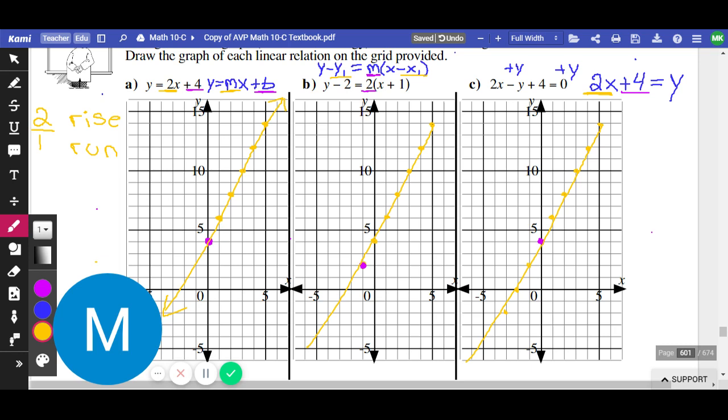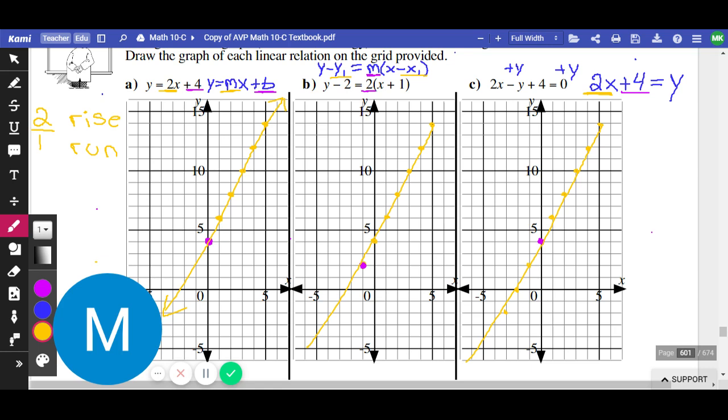If you look at your 3 graphs, what do you notice about them? They're all the same. Every one of those equations was actually the exact same equation, just in a different form. This one was in slope-intercept form. This one started in slope-point form. This one was general form. When you manipulated them, they all turned out to be the exact same. So just a reminder that you can rewrite things in different forms, but it's still the same line.